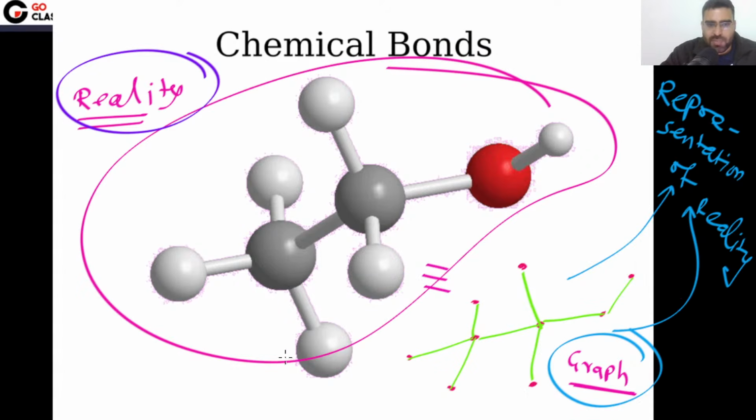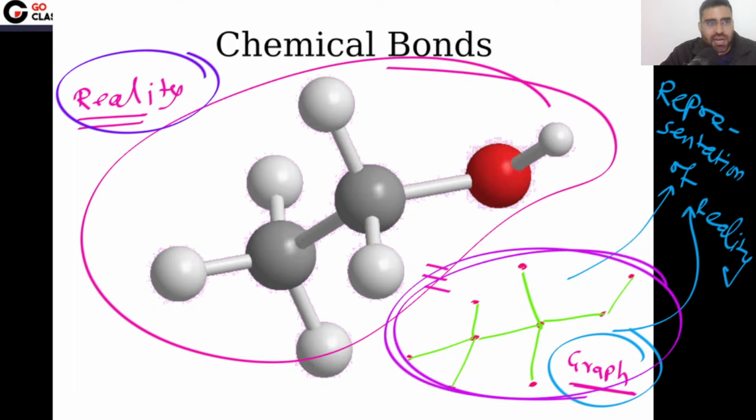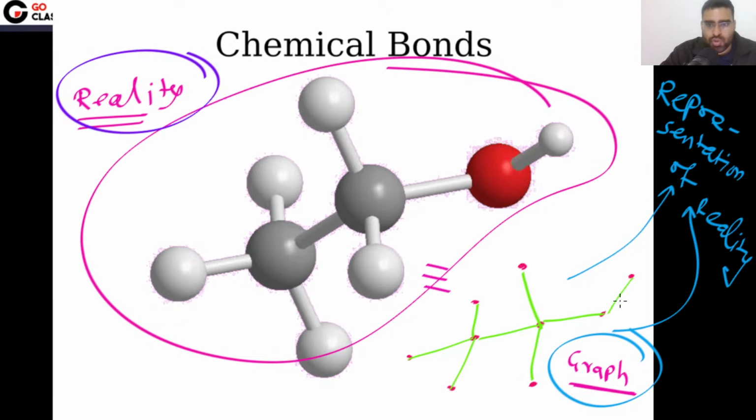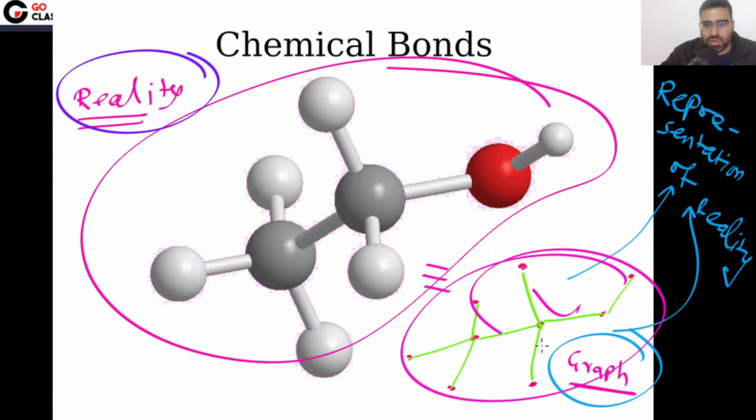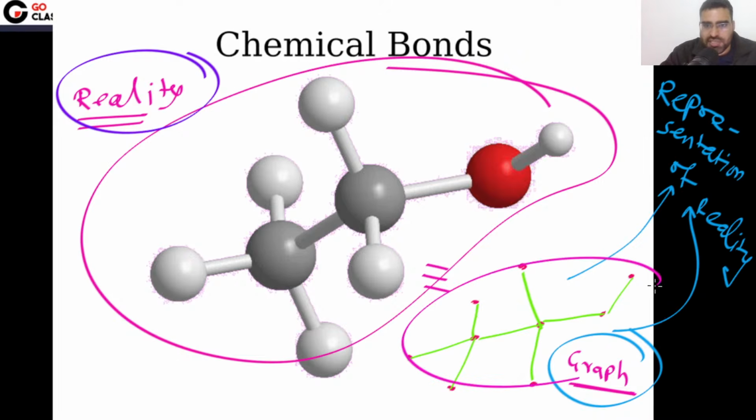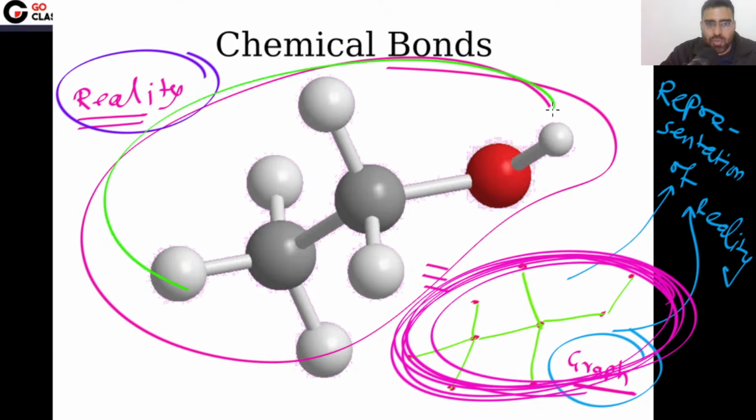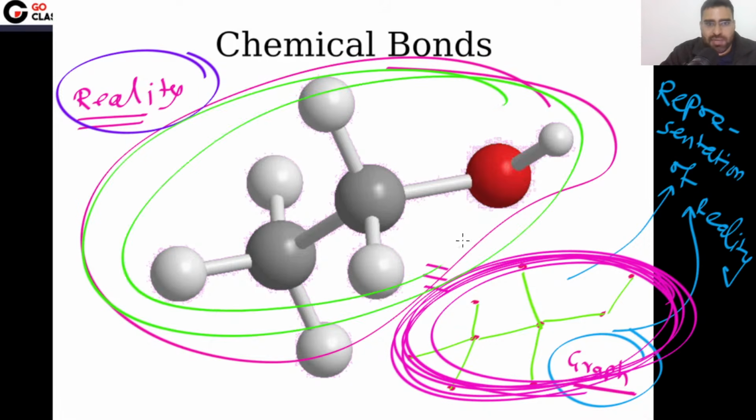So you tell me, a simple question I am asking: which of these is easy to study? If you want to study this chemical structure or this graph, which is easy to study? You can easily say that this simple structure is easy to study, and then we will get insight about this. Once you study this representation, you will get knowledge about this reality, about this chemical structure.